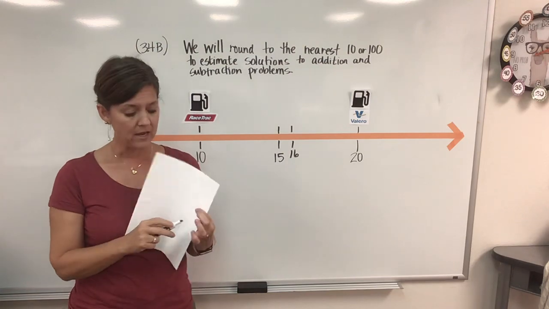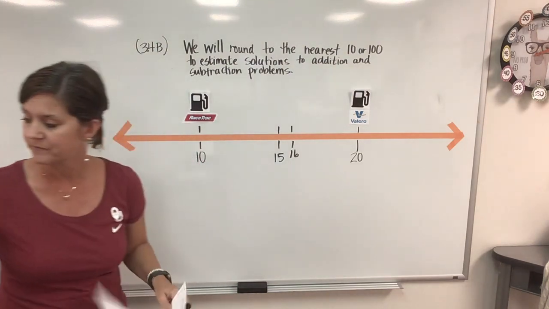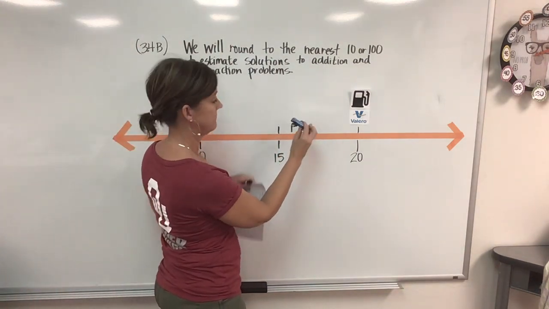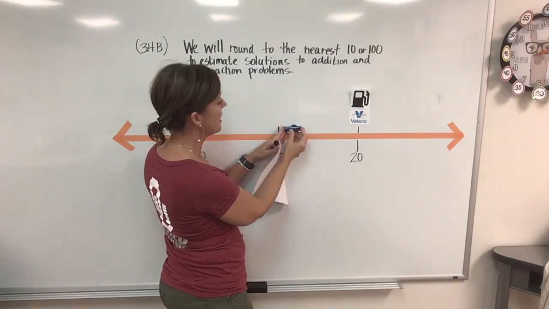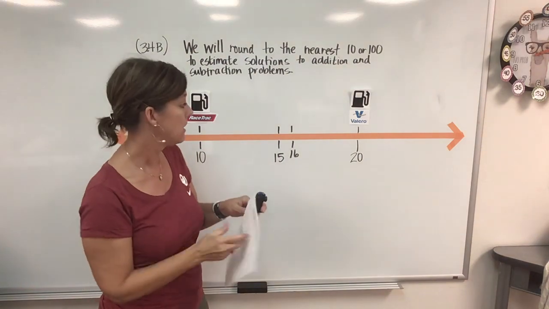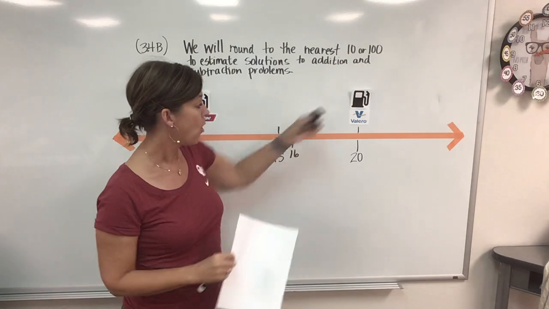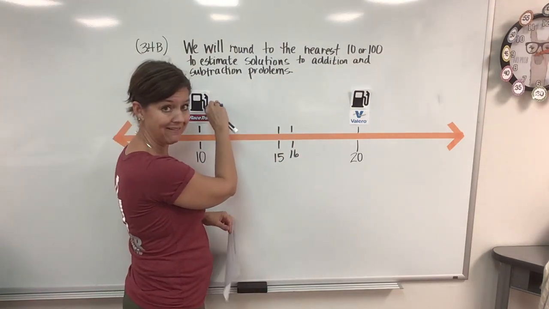I want you to think of those 10s as cars. I brought some cars to show you. So here's my monster truck. And it's at 16. Now, if my monster truck is out of gas, is my monster truck going to go on to 20? Or is it going to turn around and go back to 10?